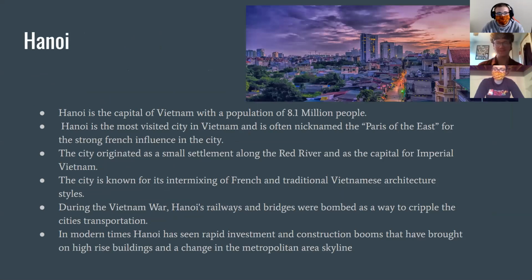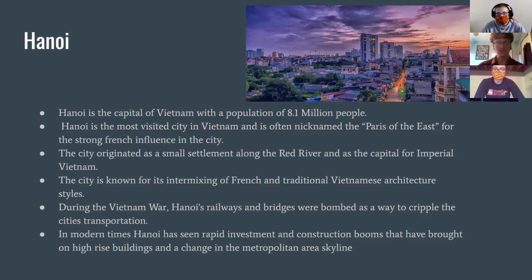Our first stop on this virtual voyage is the city of Hanoi. Hanoi is the capital of Vietnam with a population of 8.1 million people. That 8.1 million people really constitutes a lot of the surrounding area outside the major city jurisdiction of Hanoi, which is why it's such a large number. Hanoi is the most visited city in Vietnam and is often nicknamed Paris of the East, thanks to the strong French influence in the city.